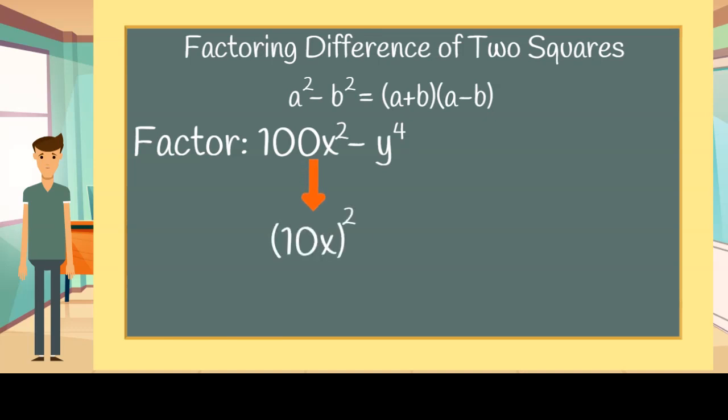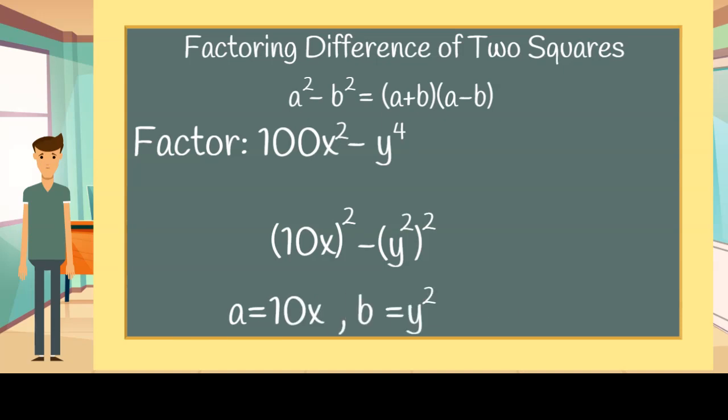100x squared can be written as 10x squared, and y raised to 4 can be written as y squared squared. In this example, a equals 10x, and b equals y squared. Using the formula, the factored form of the given polynomial is 10x plus y squared, times 10x minus y squared. You can check your answer by multiplying the factors. The product should be equal to the original polynomial.